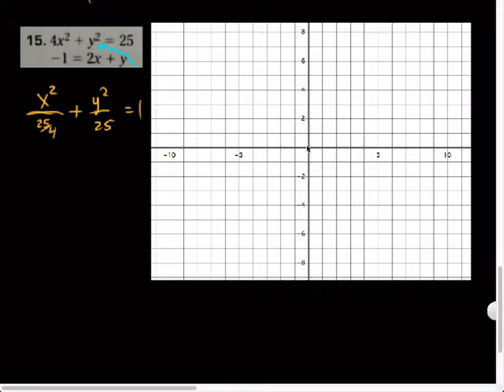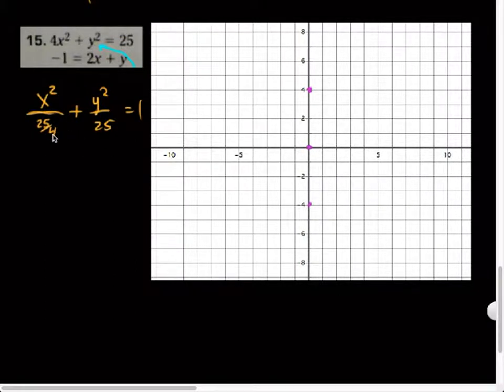I'll help you out. Center's at 0, 0. Let's do the classic purple here. So center's at 0, 0. Which of these denominators is larger? 25 is bigger than 25/4. So it is vertically oriented. So I'd go up 4, down 4, and 25.